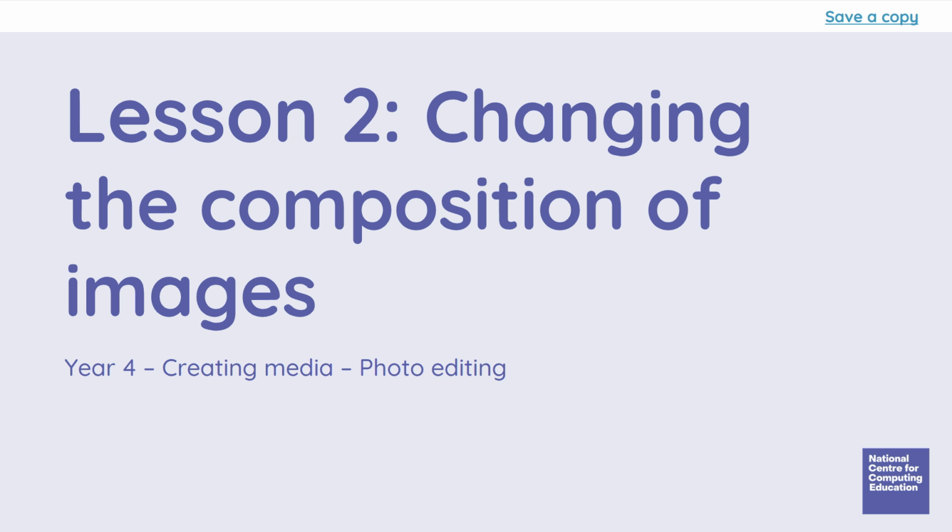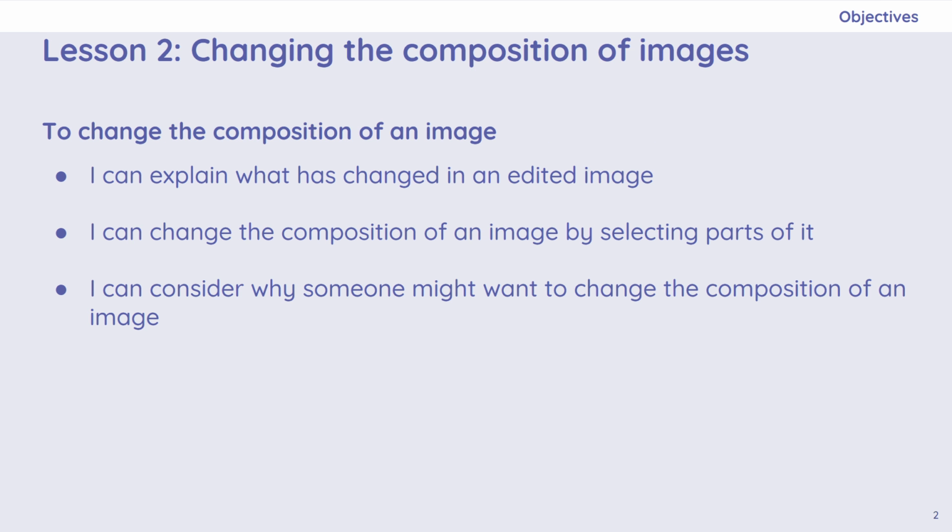Okay, so lesson 2 is all about changing the composition of images, and composition is all about the way an image has been put together. So today we're going to be explaining what has changed in an edited image. Remember, edited means it's changed. I can change the composition of an image by selecting parts of it, so you're going to actually be doing that by changing the composition. You're going to consider why someone might want to change the composition of an image, what effect it has.